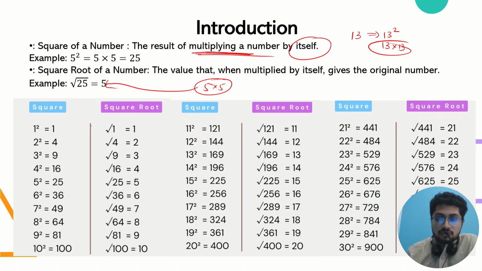So lots of squares and square roots I have written over here, starting from 1 and ending at 30. So 1, 4, 9, 16, 25, 36, 49, 64, 81, 100. So you can pause the screen and go through each and everything. That is very important. At least squares till 30 याद रखना ही है, क्योंकि I don't want that you are going to waste your 1-2 seconds in multiplying this thing.